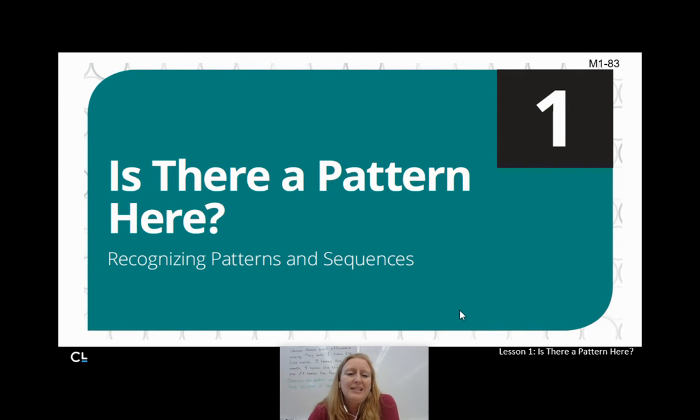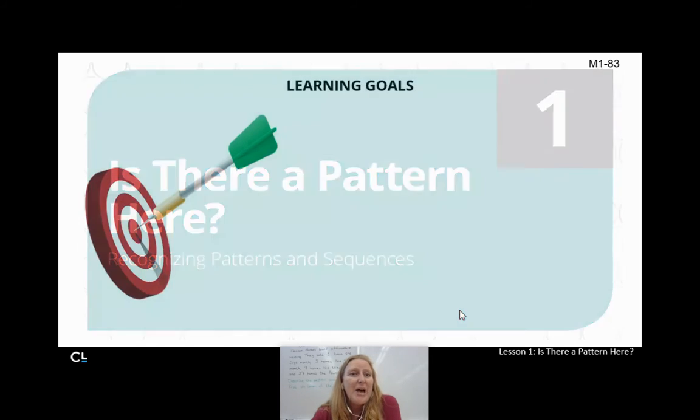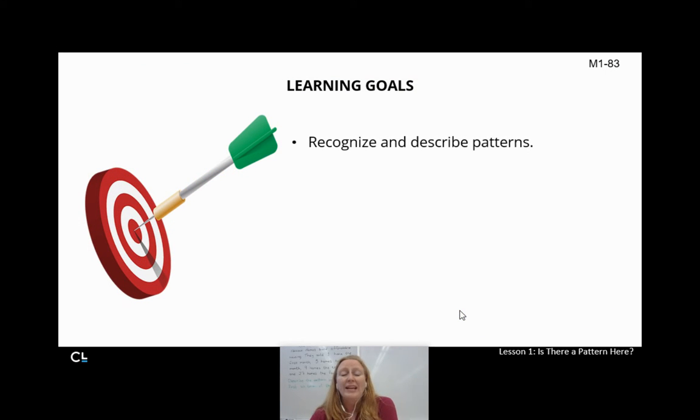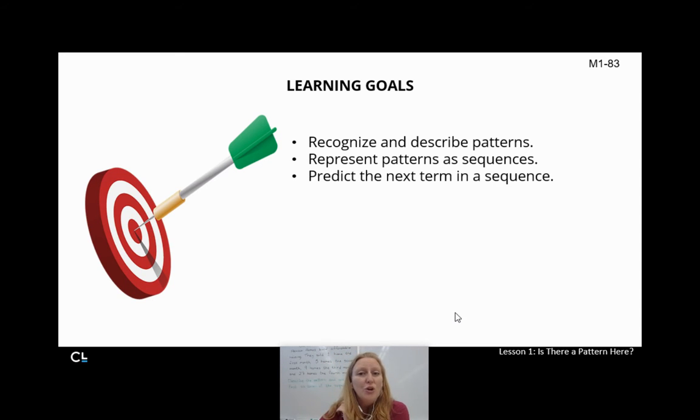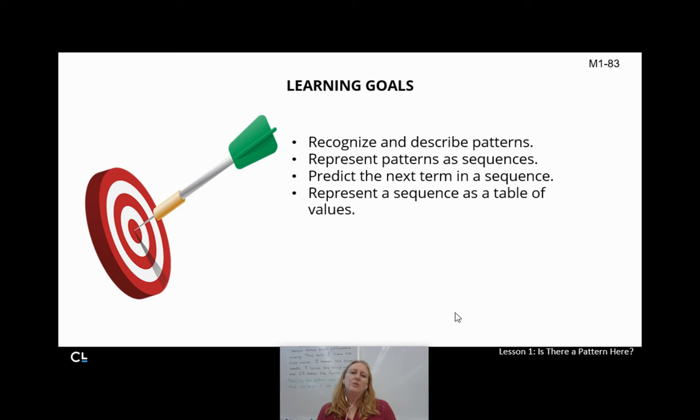So we are going to be recognizing patterns and sequences. We have several learning goals today: recognizing and describing our patterns, like adding 5, days of the week, decreasing perfect squares. We're also going to represent our patterns as sequences. If you don't know what a sequence is, don't freak out. We will be talking about that. And predicting the next term in a sequence. You were already doing that with your warm-up, predicting what's going to come next. And we're going to take the terms in that sequence and represent it as a table of values. We're just going to put all of our information into one convenient, easy to use table.